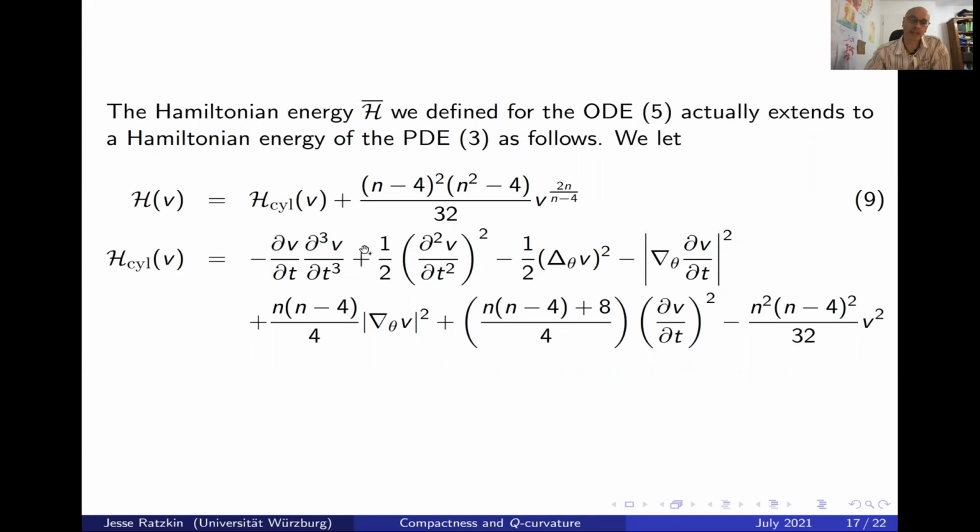It is basically the Hamiltonian energy I had before for the ODE, but now because I have angular derivatives, I have to add in some angular terms. It looks a little bit strange that I've decomposed my Hamiltonian energy into what I've called the cylindrical part and this nonlinear part here. But this will turn out to be a little bit convenient for the final part of the presentation.